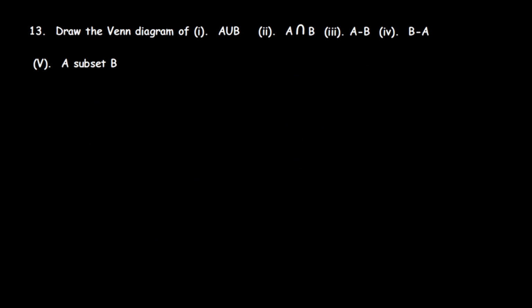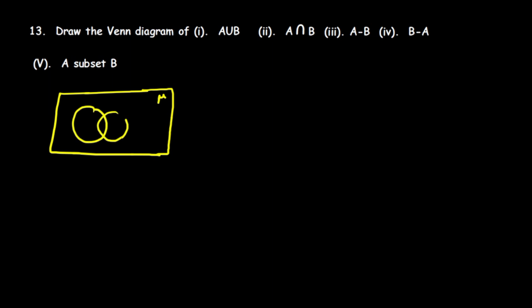Next one, draw the Venn diagram of A union B. It's very important model, A union B Venn diagram. So just roughly I'm showing you. We should take one rectangular box like this. This is a universal set. Okay, and inside we should take the two sets like set A and set B. Now A union B means we should shade complete both set A and set B both. Okay, like this.